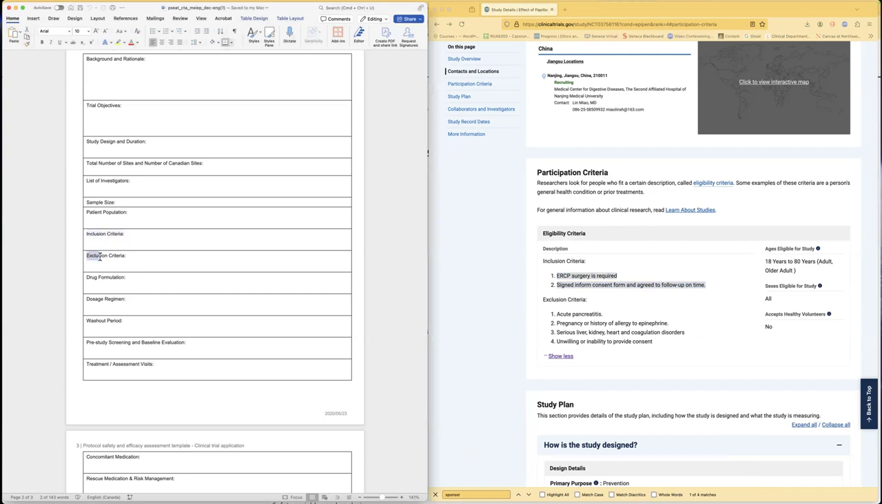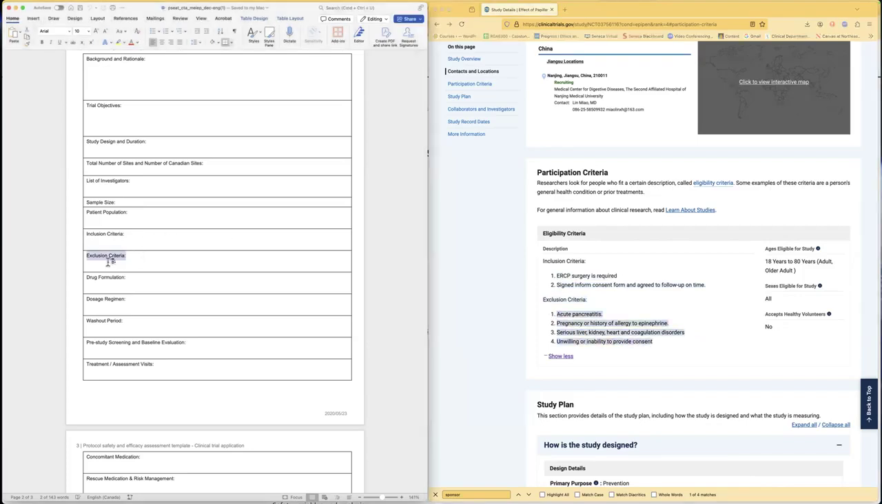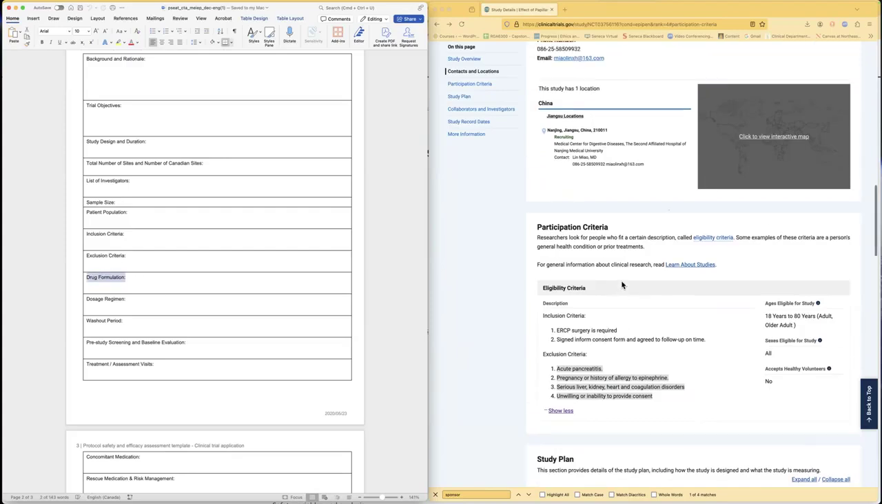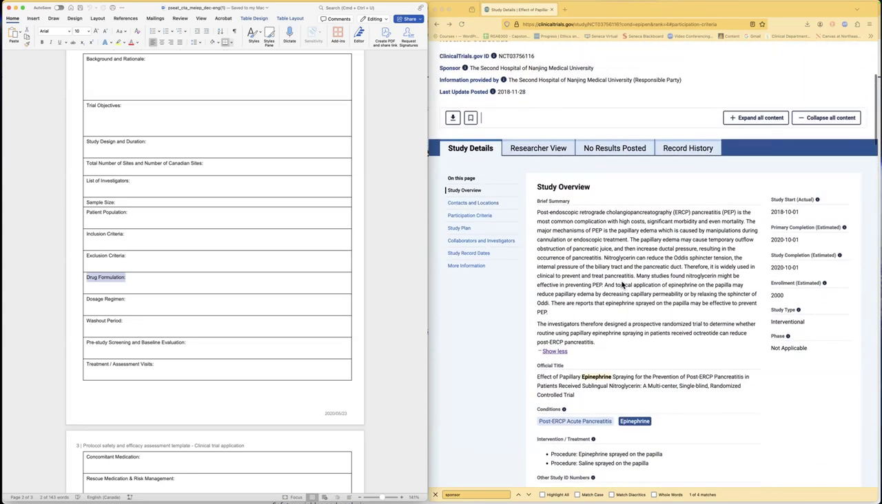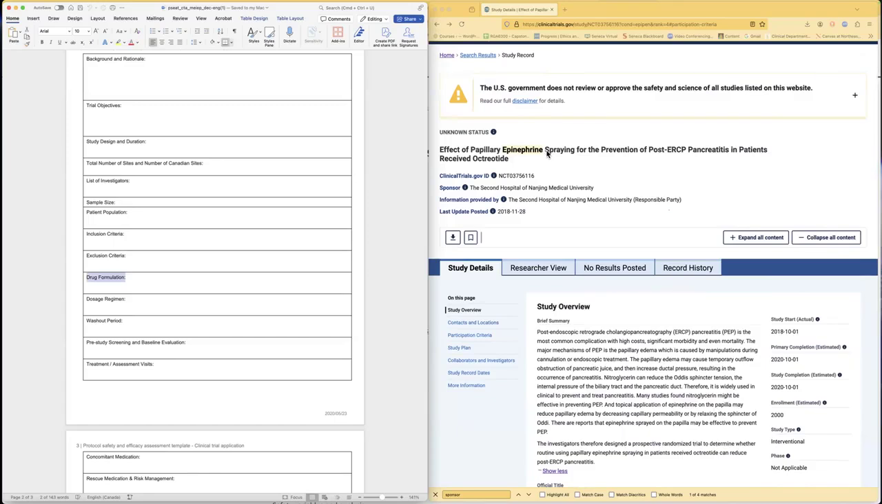Then the next text box for the PSEAT form is the exclusion criteria. I go back to my protocol, and then I'm going to search for exclusion criteria, and then I'm going to copy the exclusion criteria and paste it into the text box for this purpose on the PSEAT form for Health Canada. Now we are looking into the drug formulation. When we scroll up, we are going to see that we do have the formulation, which is a spray. So we already have that.